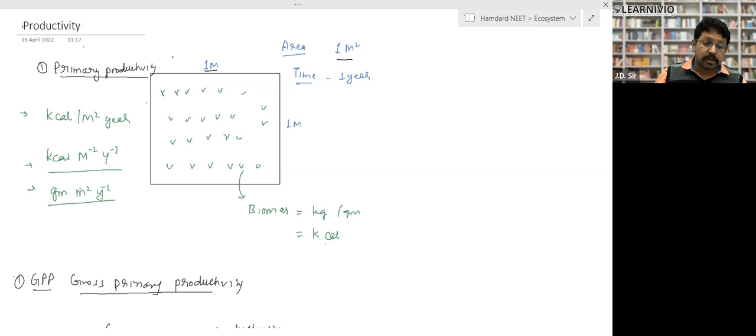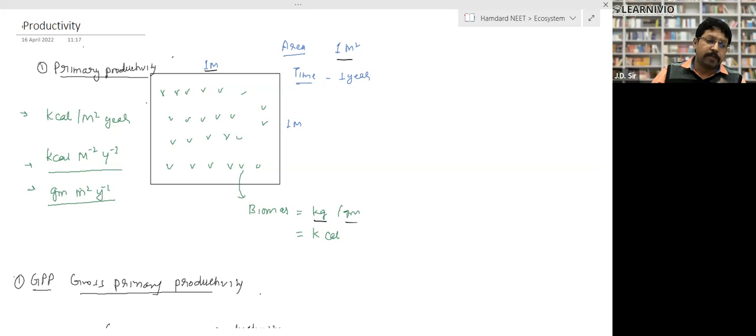I'll count the biomass, and I'll take the biomass unit, which will be kg. I can take two units: either kg or gram, or kilocalorie. So there are two things. Either I will take mass as a kilogram or gram, or I'll count it as kilocalorie, right?